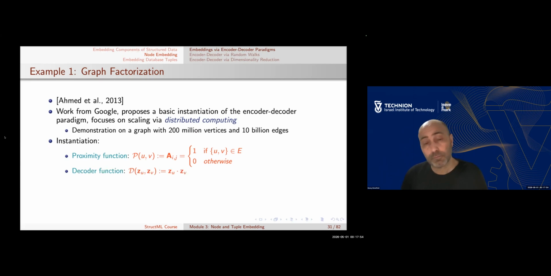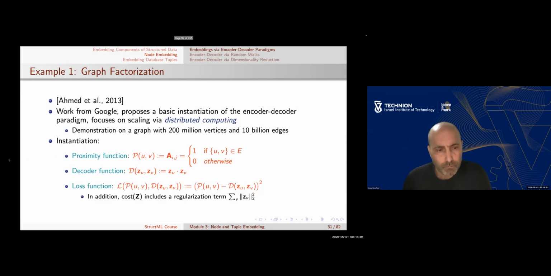The decoder is the dot product. So the Z_U dot product with Z_V. And the loss function is square error. You take the difference between the numbers, squared. And they also use a regularization that essentially encourages the embedding to use small numbers. So this is the idea, graph factorization.